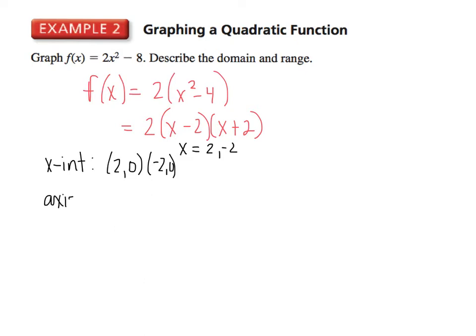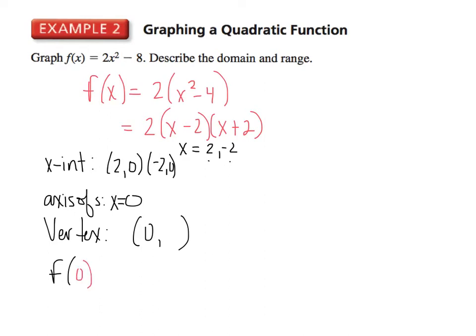My axis of symmetry is adding those together and dividing by 2. Well, that's going to just give me 0. So my axis of symmetry is x equals 0. My vertex is going to be (0, something). So all I do is I'm going to take that and find f of 0. Plug it into my equation. F of 0 is just going to be 2 times 0, which is 0, minus 8, which is negative 8.